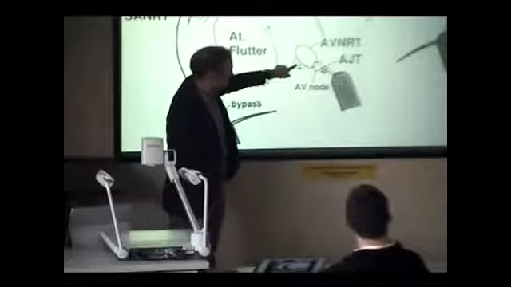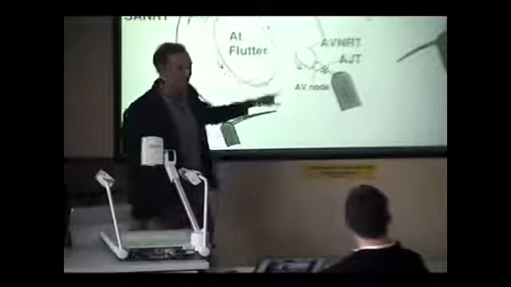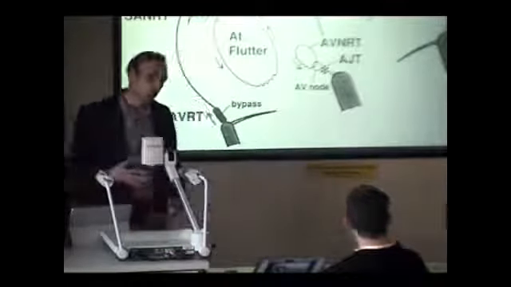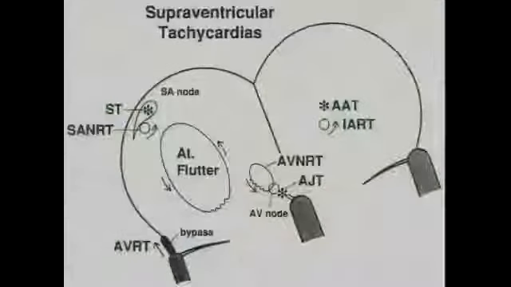AV-NRT is coming down the slow pathway and back up the fast pathway. So you're going around the AV node. You're actually born with two distinct AV nodal pathways. 20% of us have that. So 20% of us have dual AV nodal physiology.